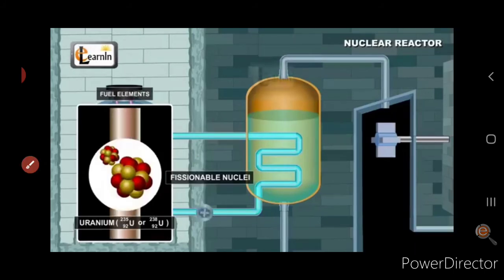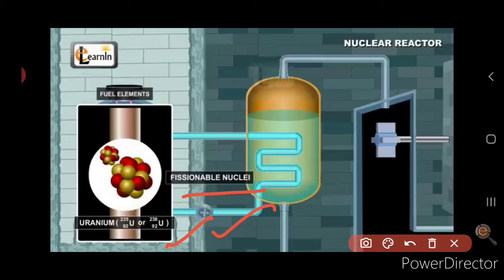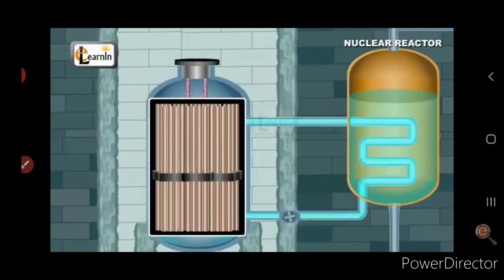This fuel element consists of the fissionable material, that is uranium-235 or uranium-238, and this acts as fuel, and the most commonly used fuel material is these uranium isotopes. Either it can be uranium-235 or uranium-238. These fuel elements are arranged in the form of rods. This reactor core consists of rods. Nearly 1,000 rods are kept in a big reactor.